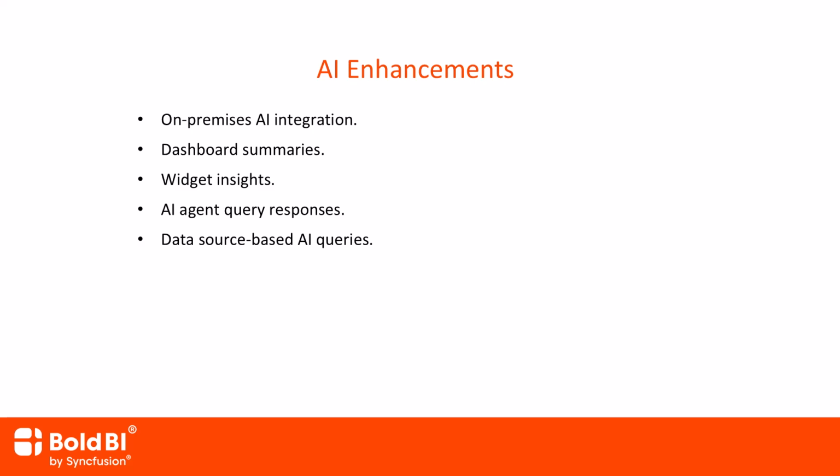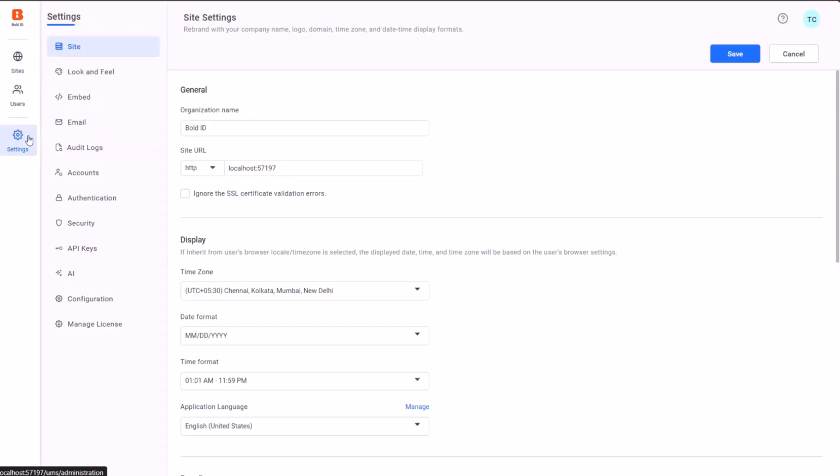Finally, let's see our AI enhancements. First, we have introduced AI features within the on-premises environment, allowing you to use OpenAI or Azure OpenAI with your own credentials. To enable this feature, open the UMS Site Settings page.